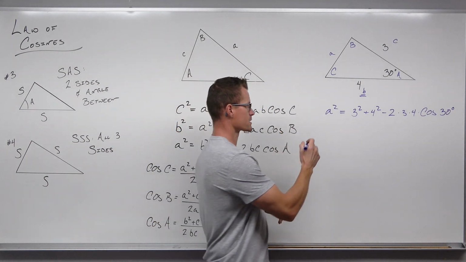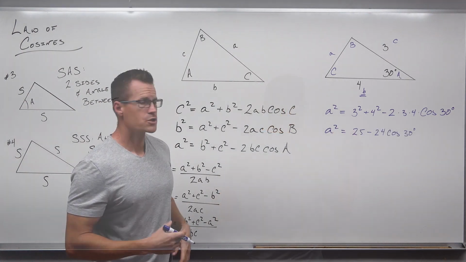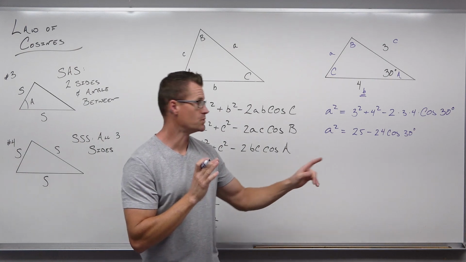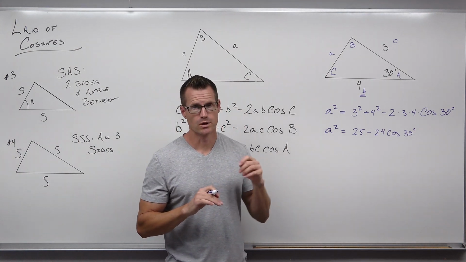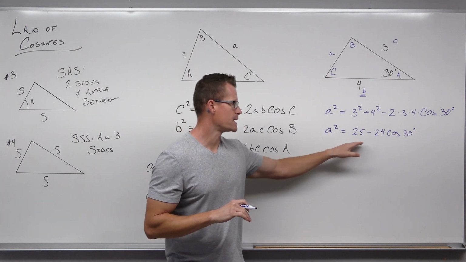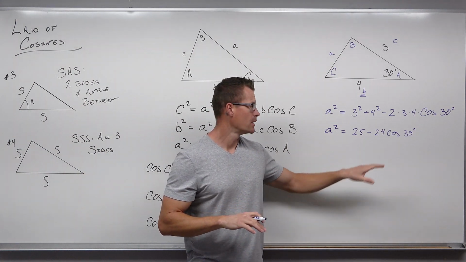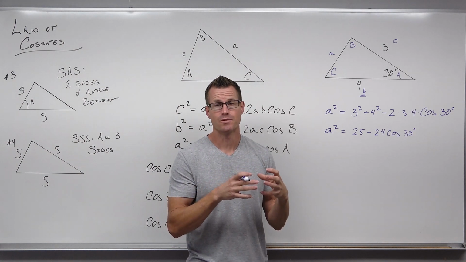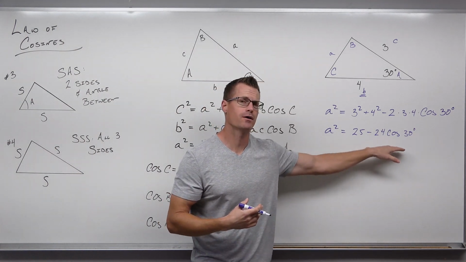So this gives us 25 minus 24 cosine 30 degrees. Begging, do not subtract those. It's very common if you're going really fast or you're stressed out about a test to accidentally subtract those. That's not what we're doing. This has a product with it, and order of operations says you do multiplication before you do addition subtraction, so you need to know that first.